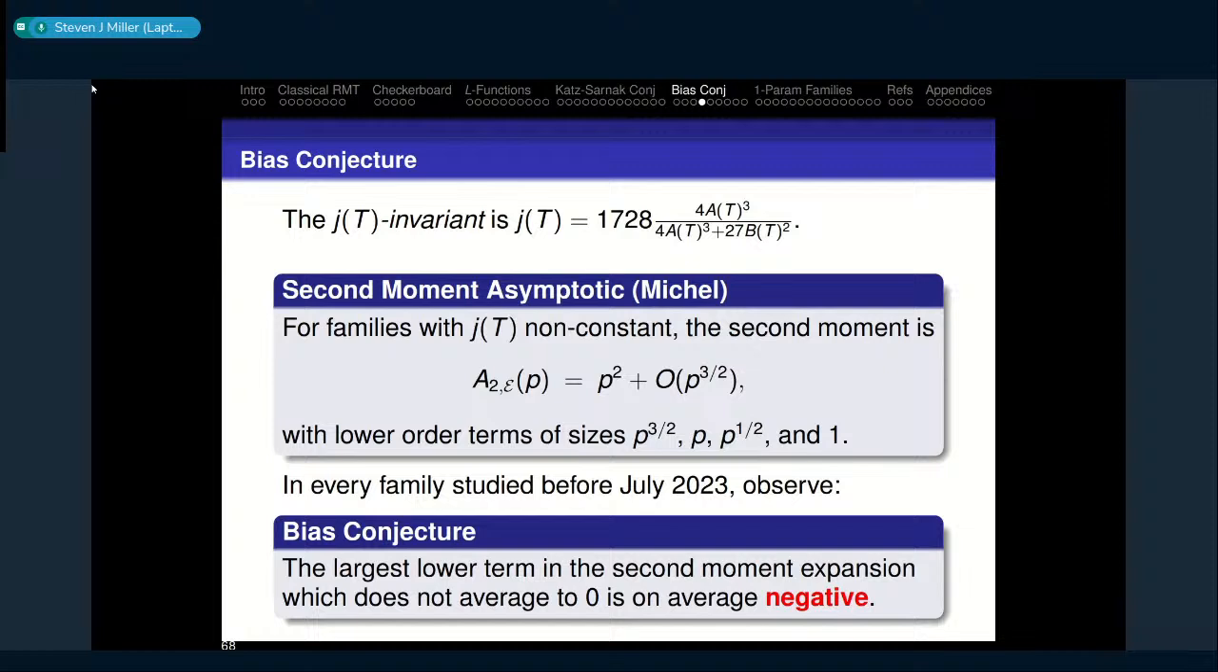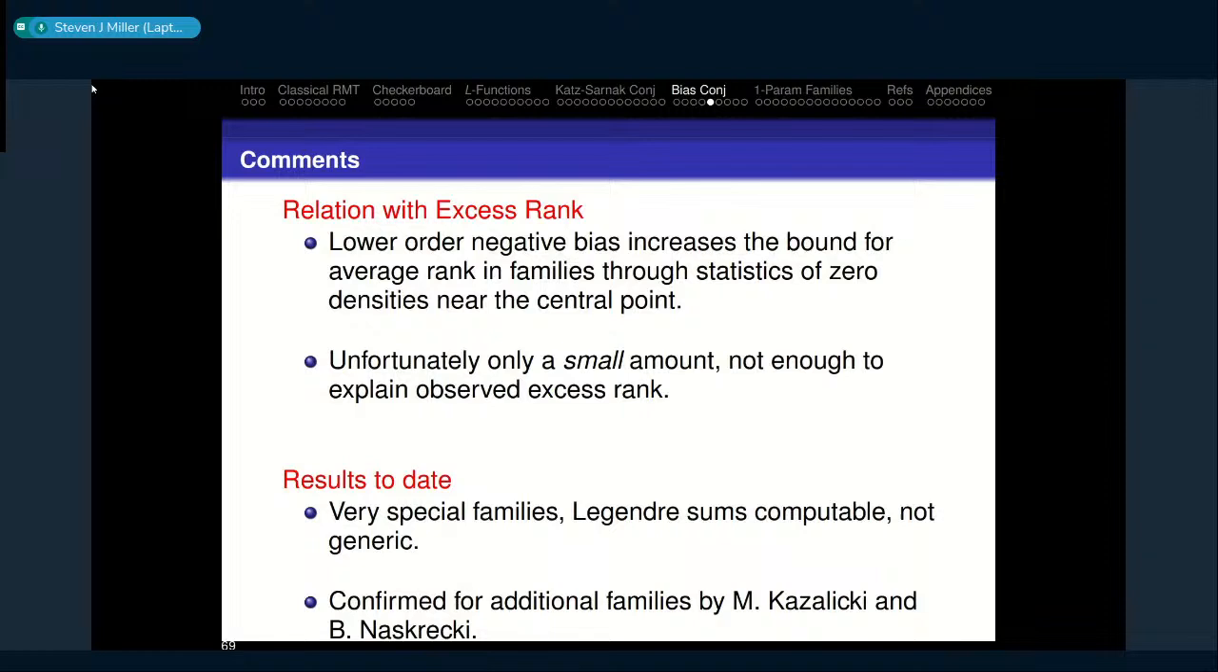That was the conjecture I made back when I was a grad student, that the first term which does not average to zero is on average negative. This is not saying that for every prime, the first term that doesn't average to zero is going to be negative. It's just that as you average over the primes, you will still have a negative bias. All right, so why do we care about this? It turns out that this is related to excess rank.